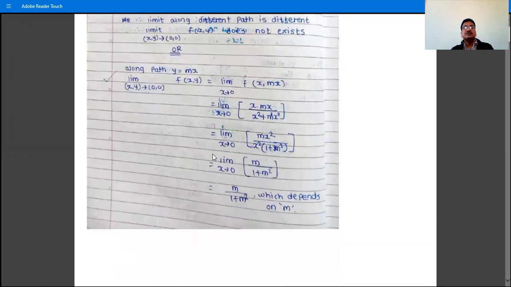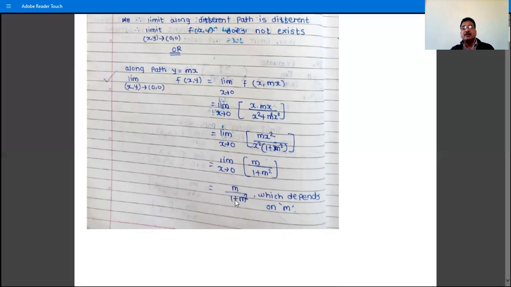The other method for the same problem is what? Take the path y = mx and then find the limit along the path y = mx. This is the limit along the path y = mx, m/(1 + m²), which depends on m. So what happens if this limit depends on m? If we change m, then we have different answers. If we take m as 1, we have the answer 1/2. If we take m as 2, we have 2/5. If we take m as 3, we have 3/10. That is, for different values of m, we have different answers.